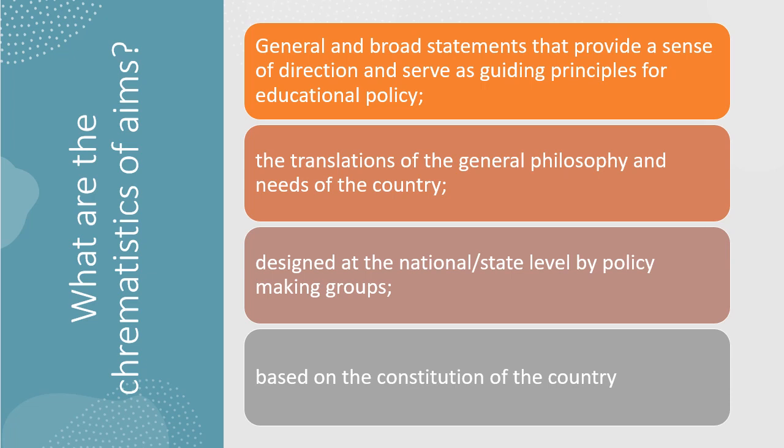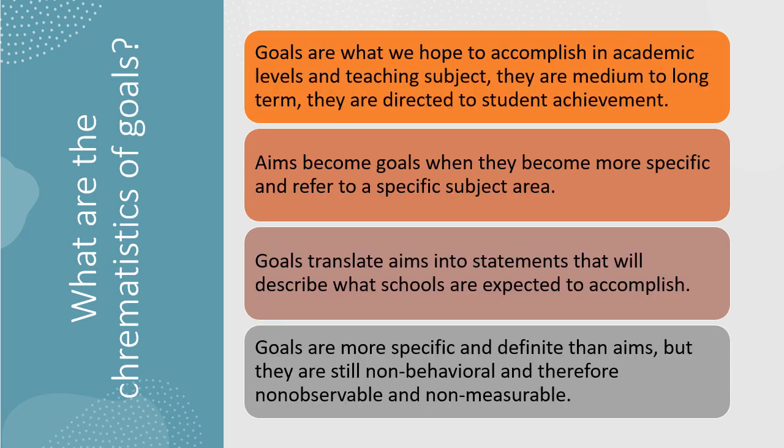Examples of aims: to prepare students for democratic citizenship, to develop a moral character and personal discipline, to strengthen ethical and spiritual values, to teach the rights and duties of citizenship, to encourage creative and critical thinking. Let's move to the second level.